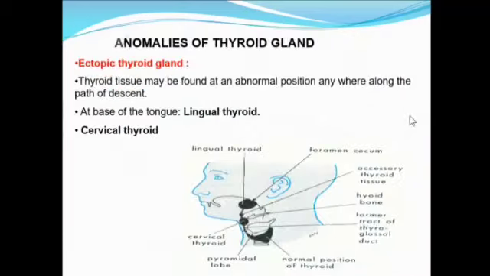Ectopic thyroid is also a congenital anomaly of the thyroid gland. In this, the thyroid tissue may be found at an abnormal position anywhere along the path of descent. So in the diagram you can see the lingual thyroid at the base of the tongue and the cervical thyroid in the neck region.